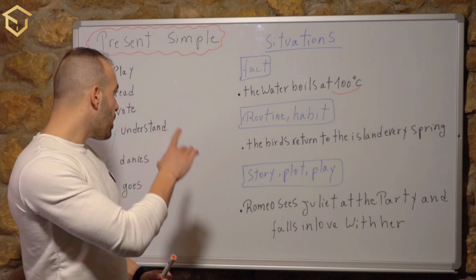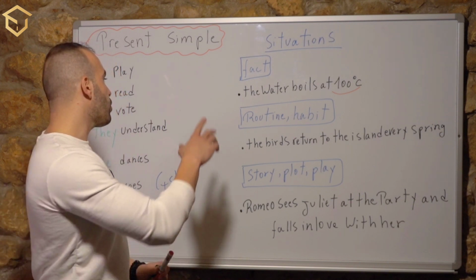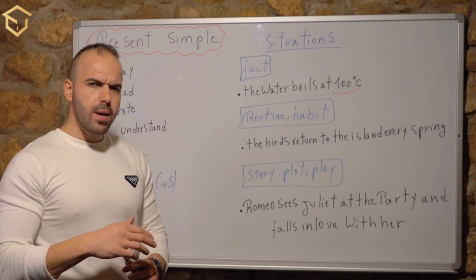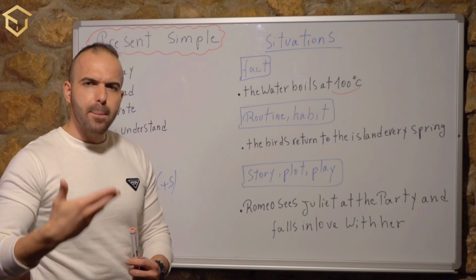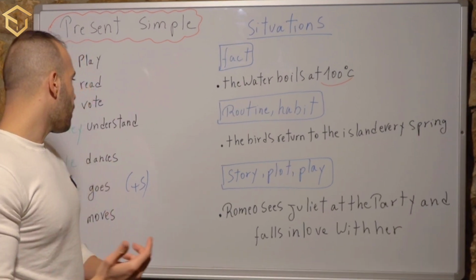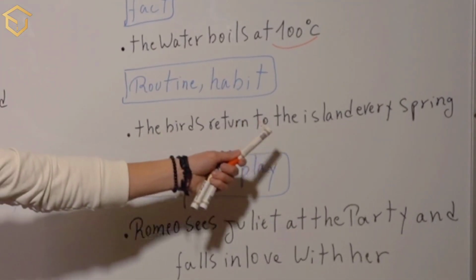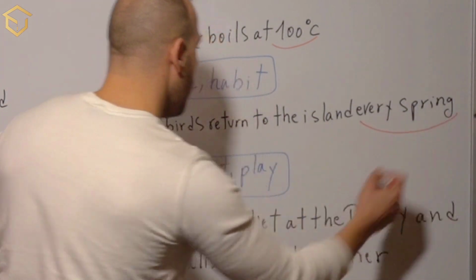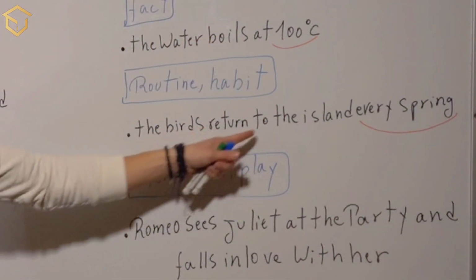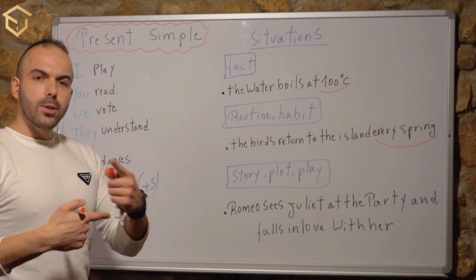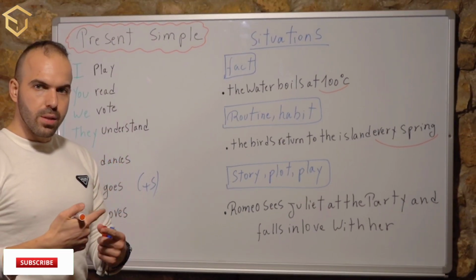Moving to the second situation where we use the present simple form. We use the present simple verb tense to talk about a routine or a habit. What does it mean? It means something that always happens. It happens regularly. For example, the birds return to the island every spring. So as you can see, every spring, these birds return to the island. It's like something habitual. It always happens.